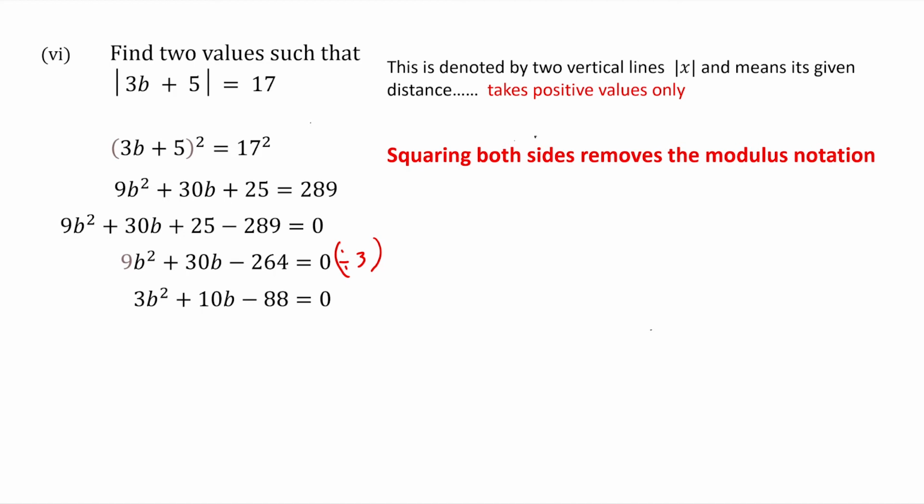And factorizing now, so we're looking for the factors of 3b squared, which are 3b and 1b, and the factors of 88, which will give us 10. So our factors of 3b squared we're going to use are 3b and 1b, and then our factors of 88 are 22 and 4.